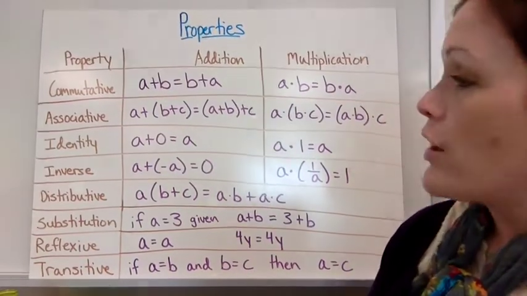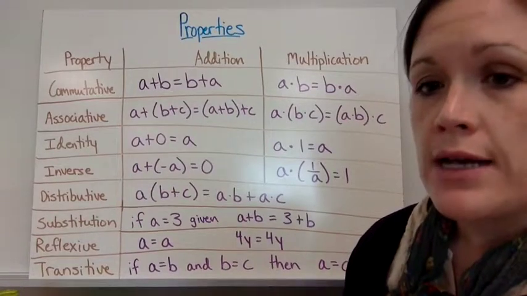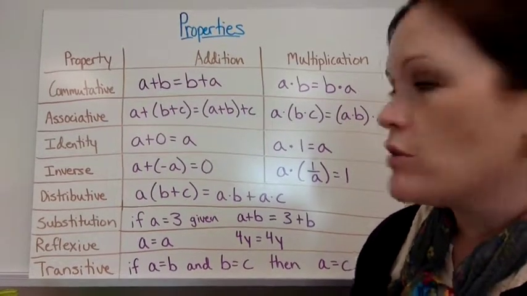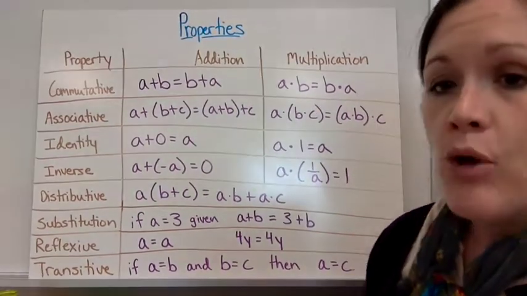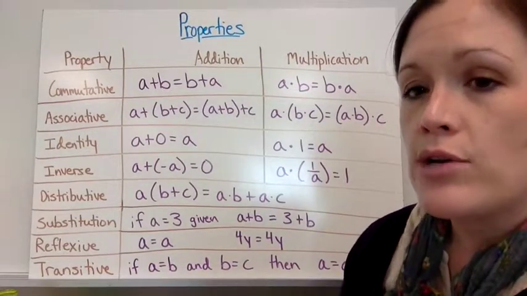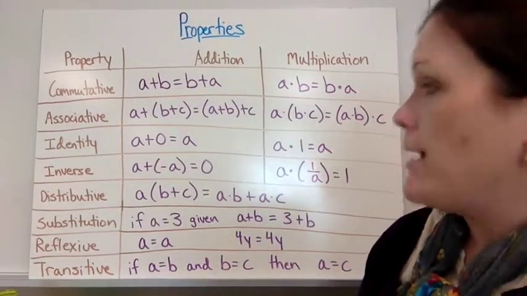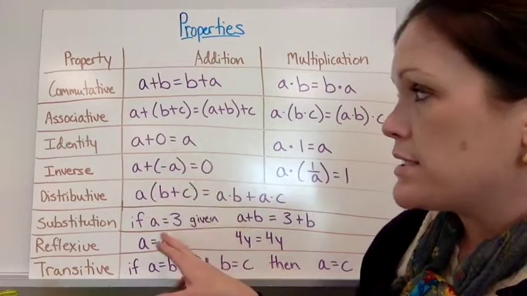So these are our 8 main properties we use a lot in algebra. We need to have some good notes so that when we have to explain how we solved an equation, or later on in Math 2 or Math 3, you might have to have some of these properties help you with a proof.